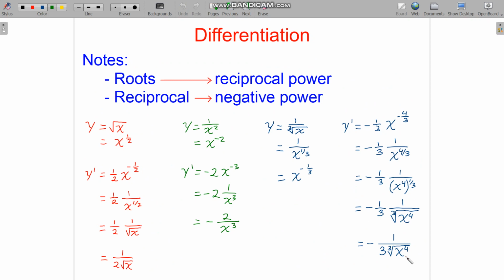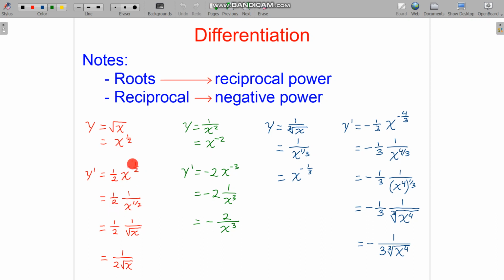And remember, in the laws of indices, roots mean 1 over a reciprocal power, and reciprocal means negative power. So for example, square root, reciprocal power, reciprocal means 1 over something, so 1 over 2. And if we have 1/2 times x to the power of minus 1/2, this is after we differentiate: bring the power down, we have 1/2 times the new power, minus 1/2. You can simplify this.